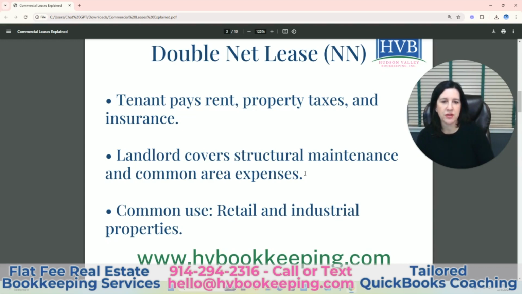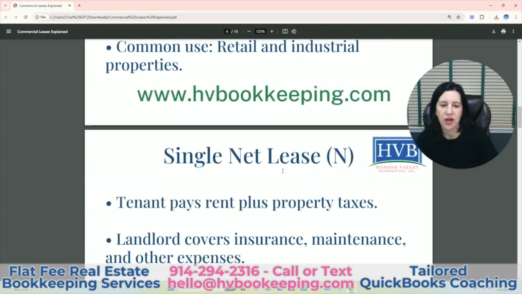You have cash flow issues. That's why you want to always have a decent estimate on what you're charging. Okay. Again, retail, industrial, could be office too.